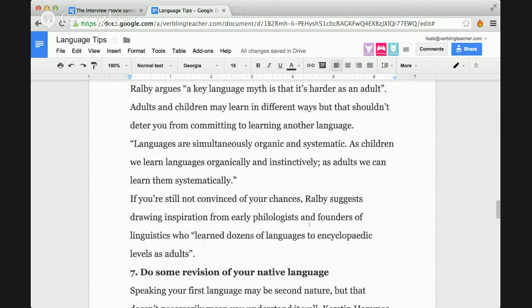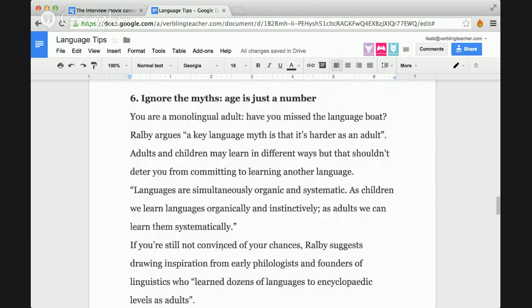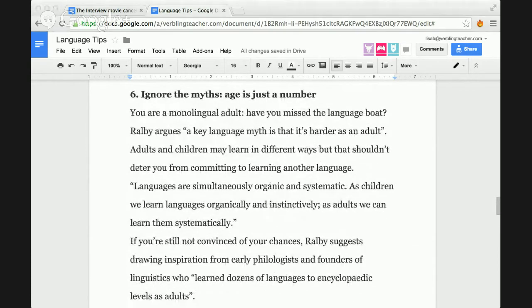Languages are simultaneously organic and systematic. As children, we learn languages organically and instinctively. As adults, we can learn them systematically. If you're still not convinced of your chances, Ralby suggests drawing inspiration from early philologists and founders of linguistics who learned dozens of languages to encyclopedic levels as adults. Okay, Amparo.